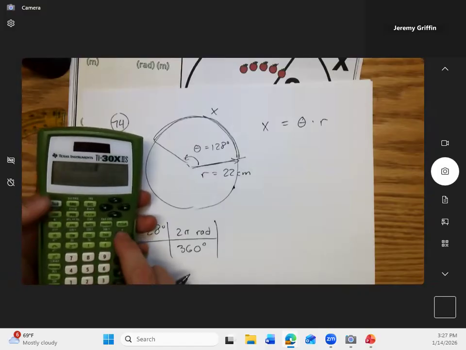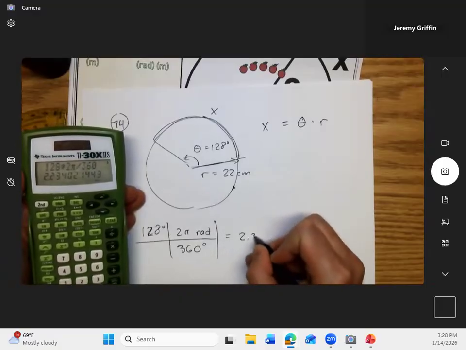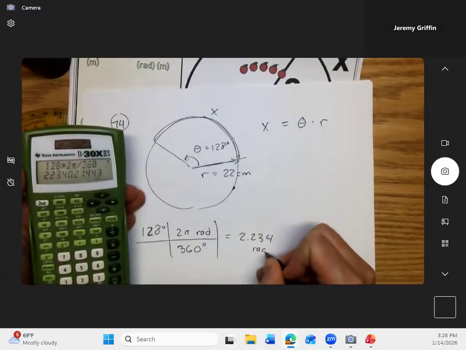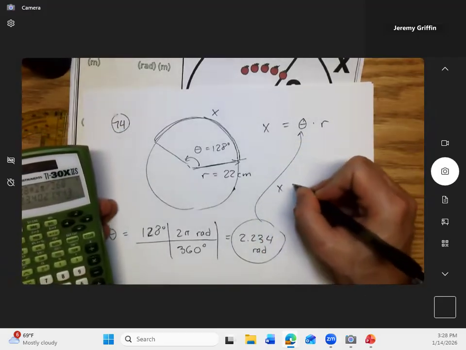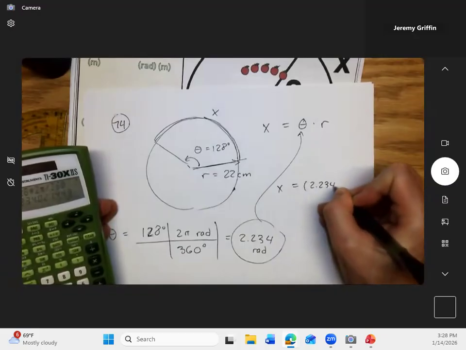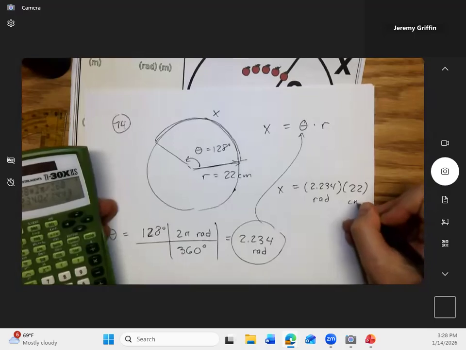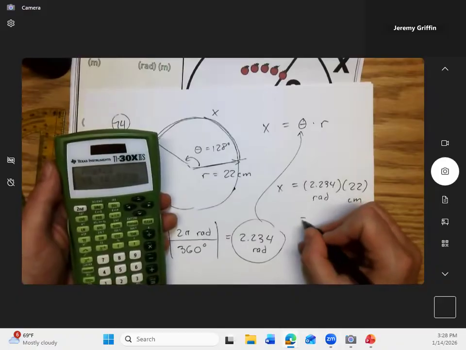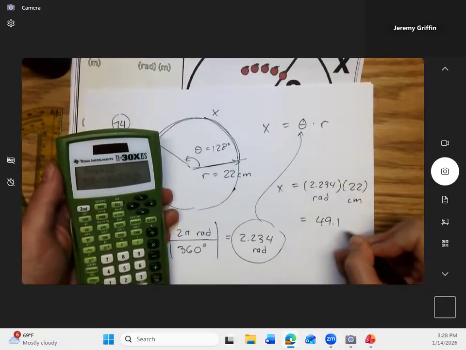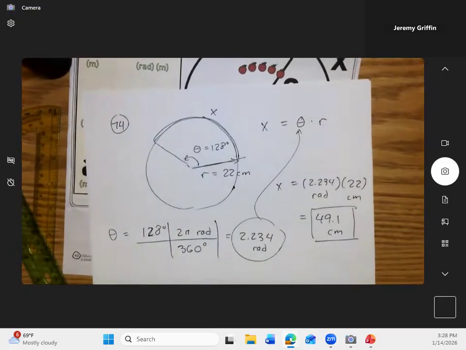128 times 2 pi over 360. That's right. And that looks like 2.234 radians. Okay. And that is the number that feeds into the angle. So now x equals 2.234 radians times 22 centimeters, so the answer will be in centimeters. I'm looking at 49 centimeters. There you go. And that's our pause point today.